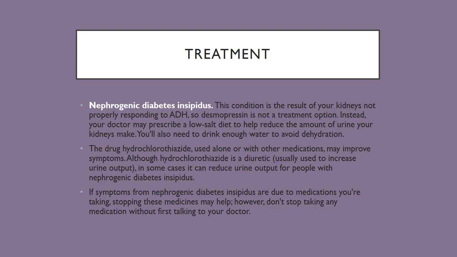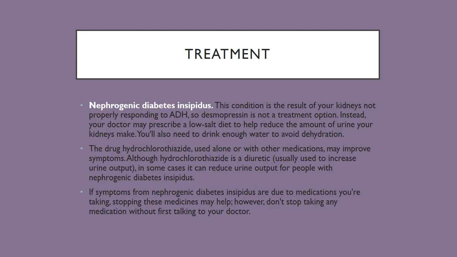So for treatment of nephrogenic diabetes insipidus, this condition is the result of your kidneys not properly responding to ADH. So desmopressin is not a treatment option. Instead, your doctor may prescribe a low-salt diet to help reduce the amount of urine your kidneys make. You also need to drink enough water to avoid dehydration.